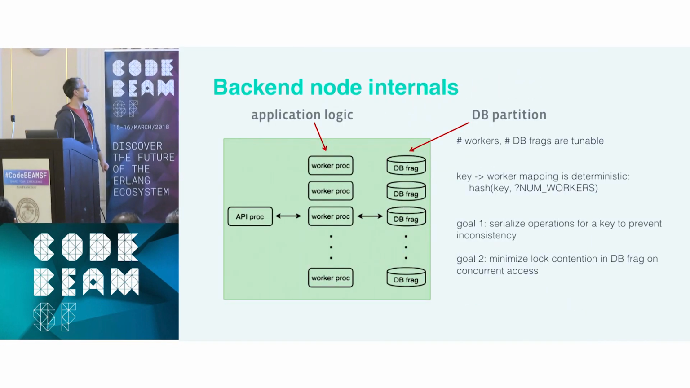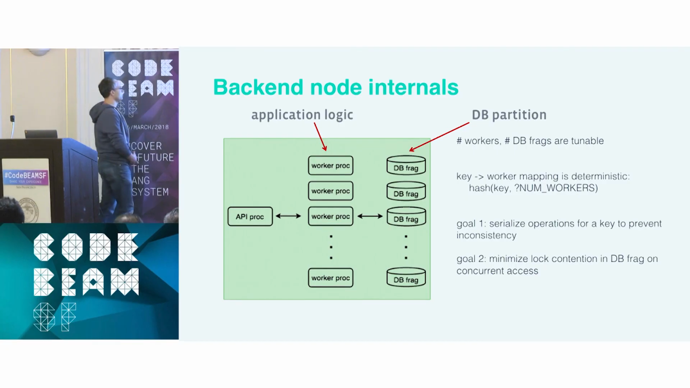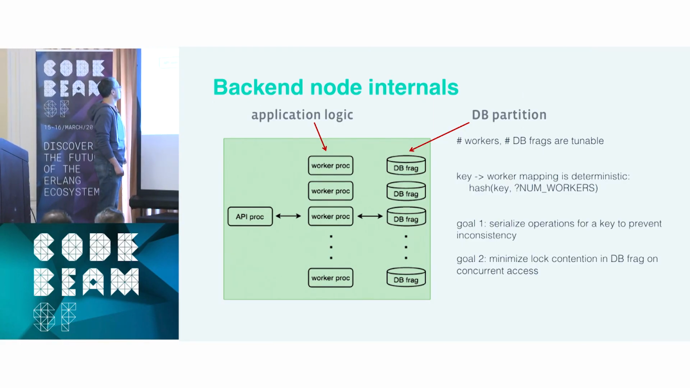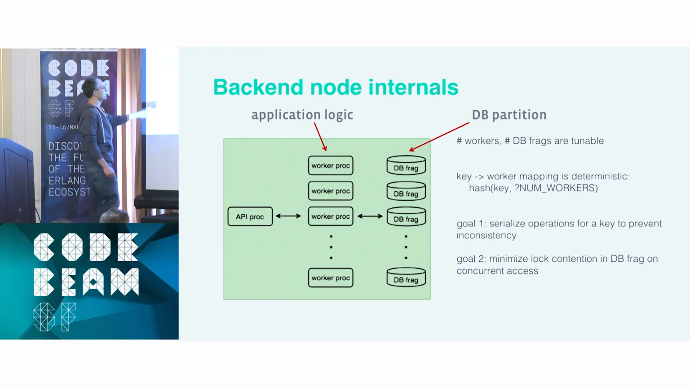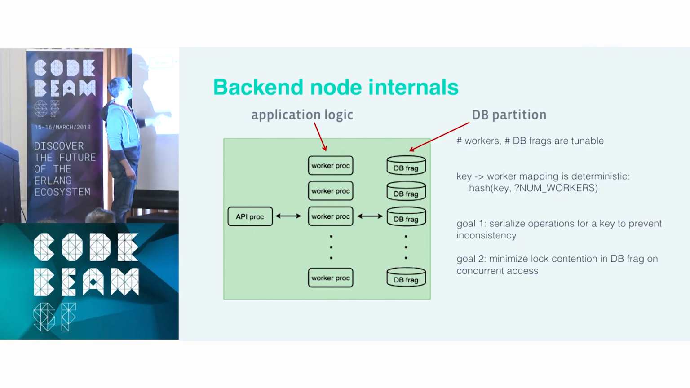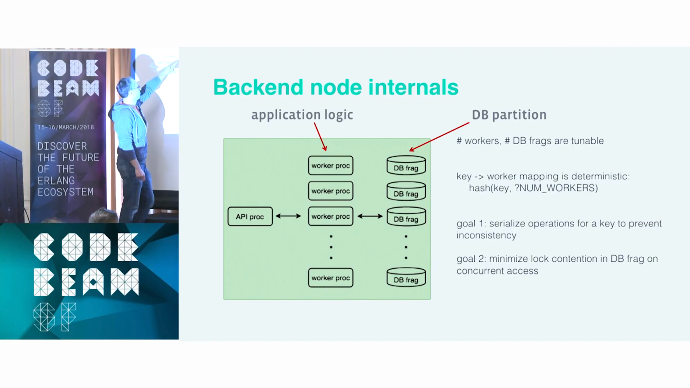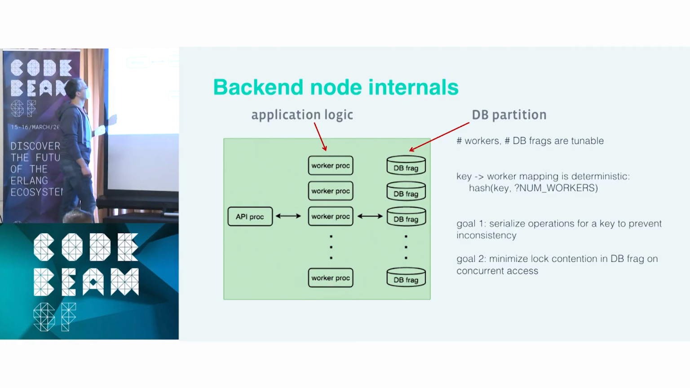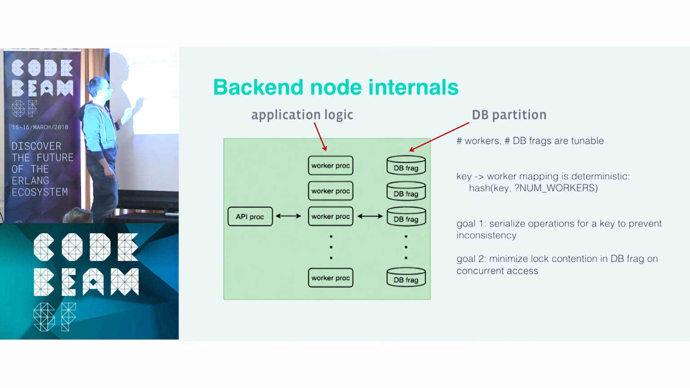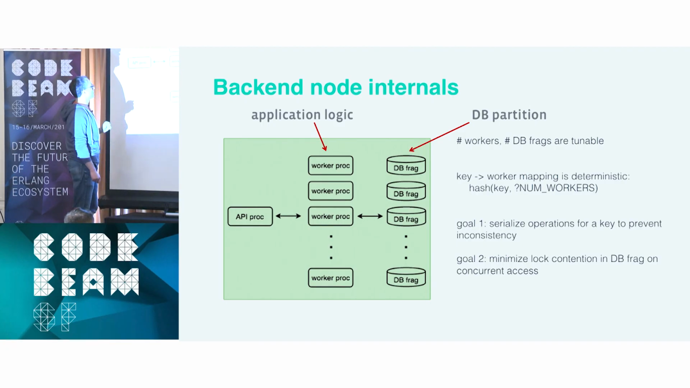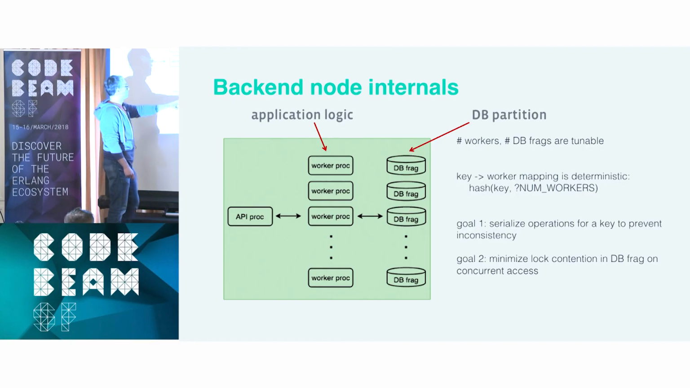Well, let's see what this API endpoint and database look like inside. So requests come to this API endpoint, which is a gen server, and then they get deterministically distributed over a set of workers, meaning that operations for a specific key always go through the same worker. Worker procs talk locally to what we call DB frags. This is the next level of fragmentation inside of the database partition. And I'll talk a little bit later about what this thing is.